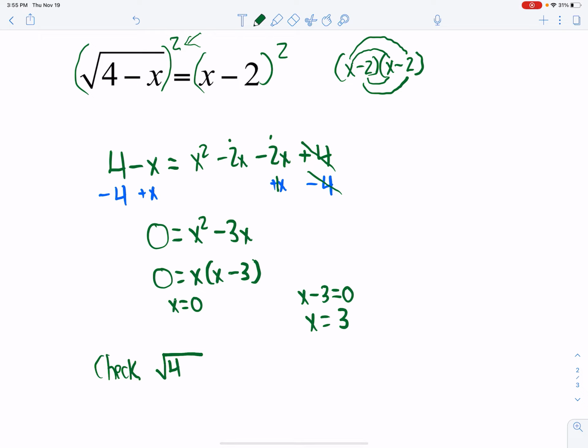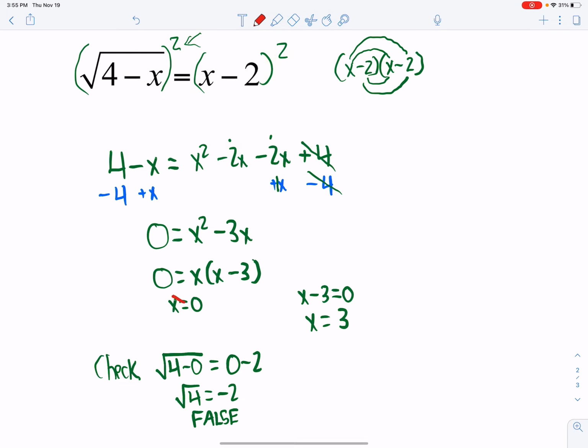So instead of the square root of 4 minus x, it's the square root of 4 minus 0. On the right side, instead of x minus 2, we put 0 minus 2. Now when we simplify this, we get the square root of 4 equals negative 2, but that's false. The radical square root of 4, when written that way, should be a positive 2.